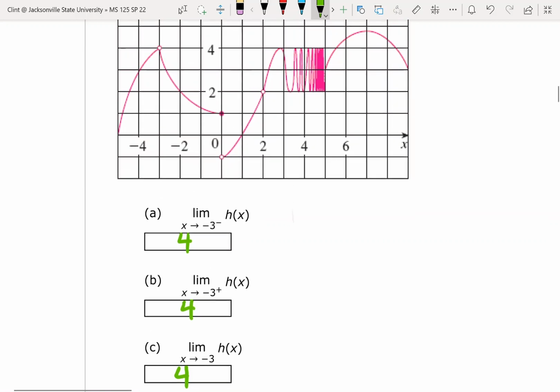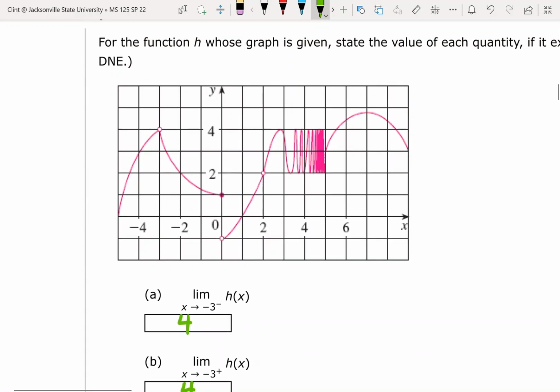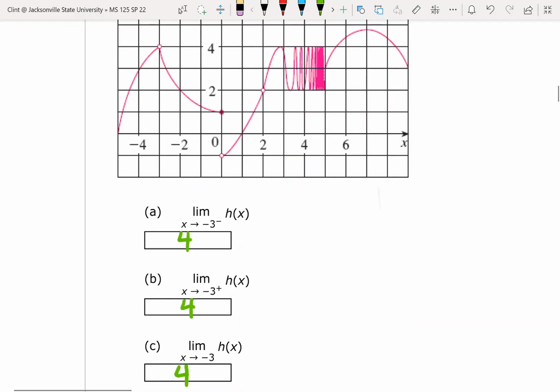Okay. D part says what's h, which is what they're calling our function, of -3. So that's right here. So we've got a hole there. And so it's not defined there. So in the web assignment, we would say D and E, or you could say undefined.